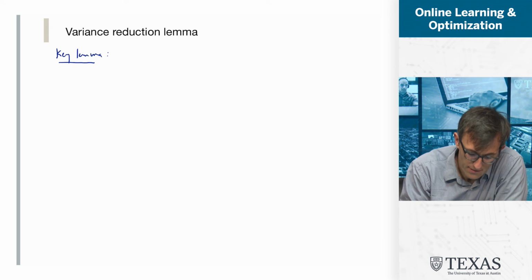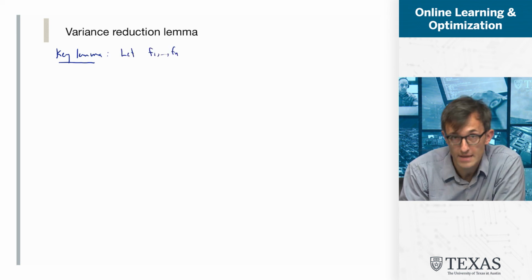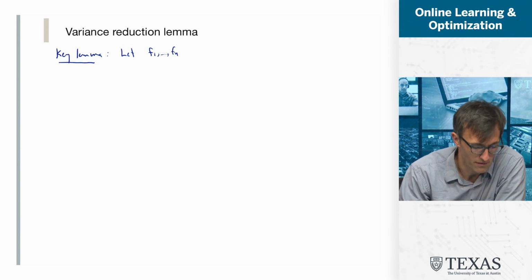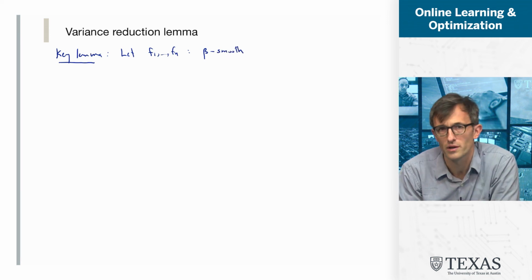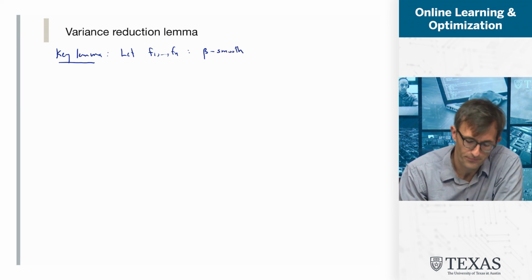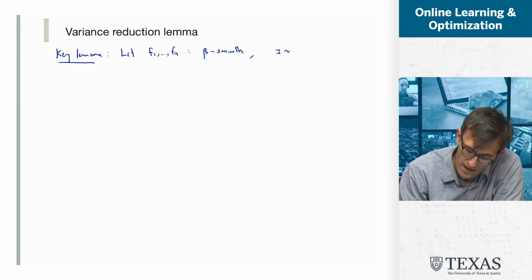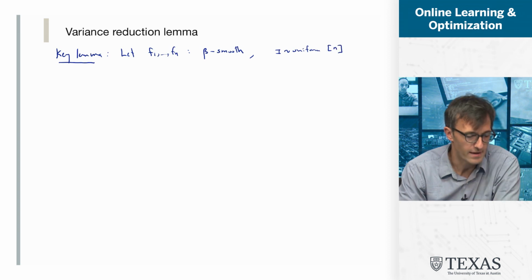So let's let f1 to fn be exactly as stated above. Each is individually beta smooth. We actually don't need strong convexity in this case. We don't need this yet. And again, as before, I is uniform on 1 to n.